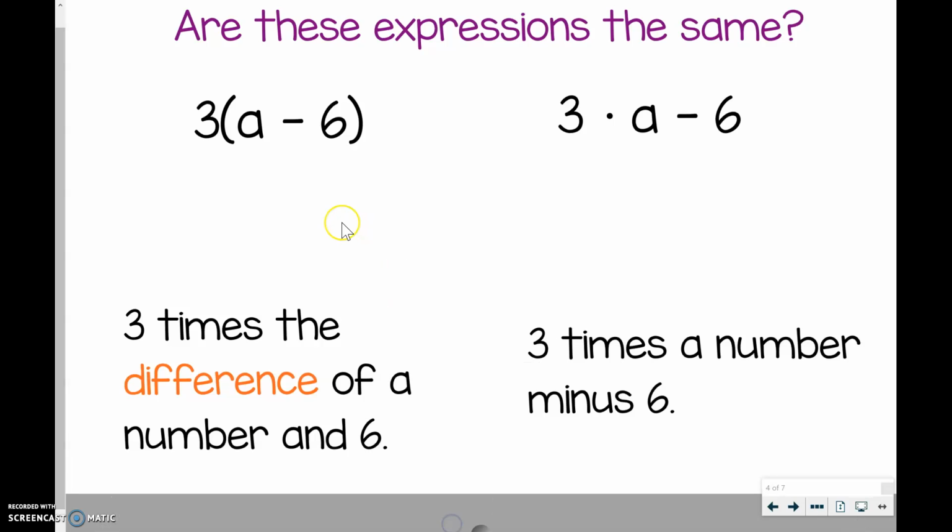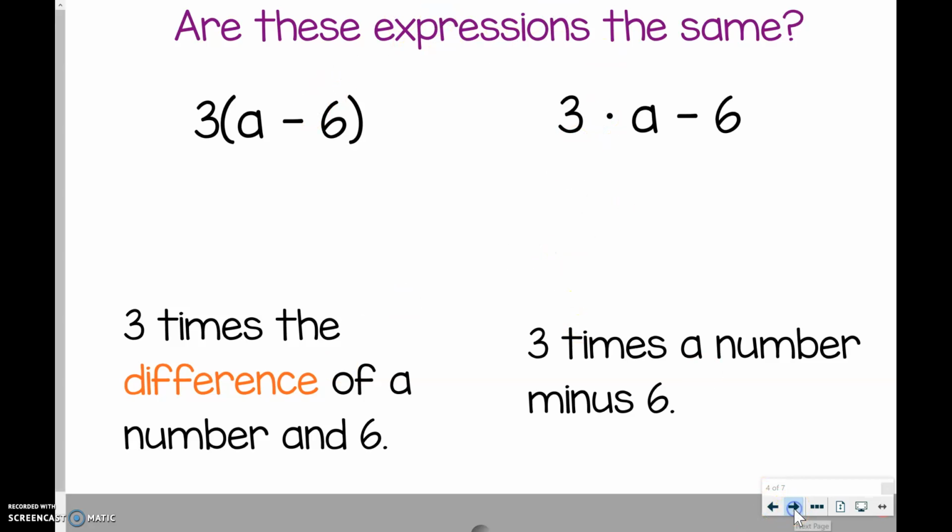So here's the difference with our phrases for these expressions. This one's saying 3 times the difference of a number and 6, or you could say a and 6, however you want to word it. That's what this one's saying, is you're multiplying that 3 by the entire difference. So whatever is getting subtracted here, then you would multiply. Whereas over here, all you're doing is 3 times a number and then minus 6. So see how our phrases were different, just like our expressions were different?